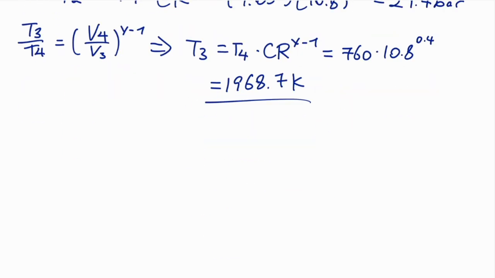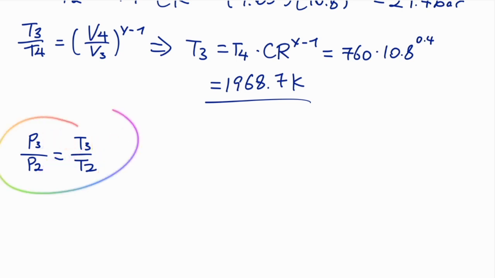Let's start off with P3. P3 over P2 is going to equal T3 over T2. Now you can think of this two ways. Either you can think of it as PV equals mRT. The volumes are the same because it's isochoric. The R is of course the same, and it's a closed system, so the m's are the same. So you can get to this term.